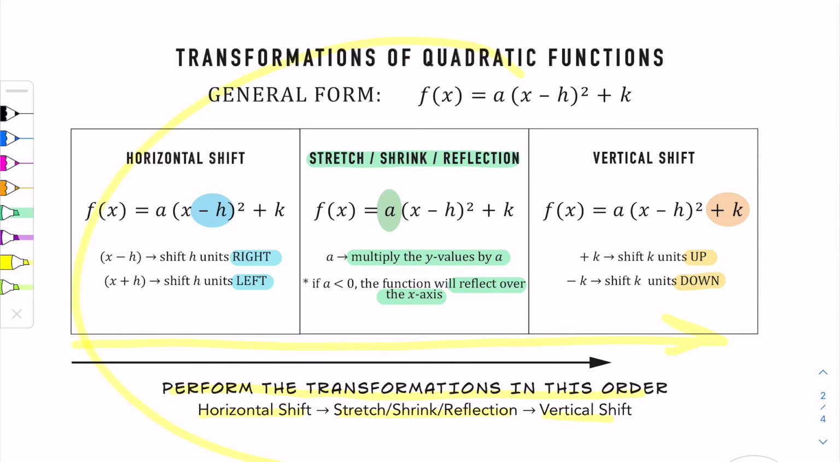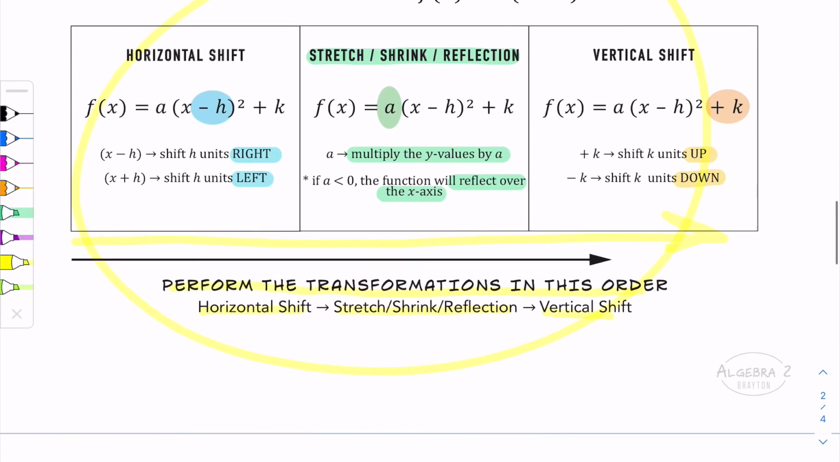Okay, save this table, make use of it. Hopefully you remember these rules from before, but here they are again.